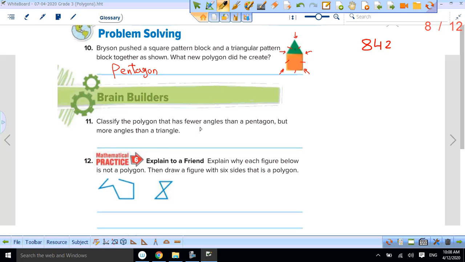Classify the polygon that has fewer angles than a pentagon, but more angles than a triangle. A pentagon has how many angles? Yes, 5. A triangle has how many angles? 3. What is the number that is fewer than a pentagon, but more than a triangle? Fewer than 5, but more than 3. Yes, it is 4. What is the name of the polygon? Any polygon with 4 sides and 4 angles. Yes, it's called a quadrilateral.